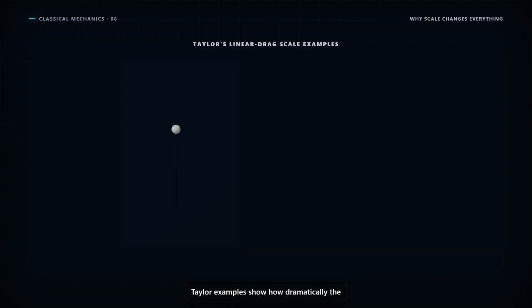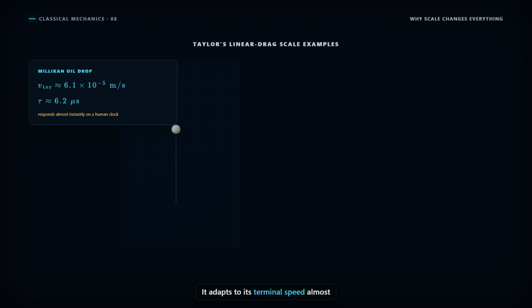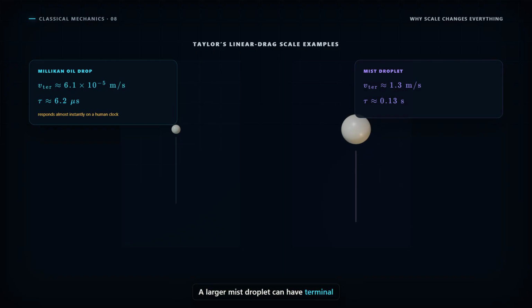Taylor examples show how dramatically the time scale can change. A tiny oil drop like those in the Millikan experiment can have terminal speed about 6.1 times 10 to the minus 5 meters per second, and tau about 6.2 microseconds. It adapts to its terminal speed almost immediately on a human clock. A larger mist droplet can have terminal speed around 1.3 meters per second, and tau around 0.13 seconds. Same equations, very different motion. Mass, size, medium, and drag coefficient set both the target speed and how quickly it is approached.